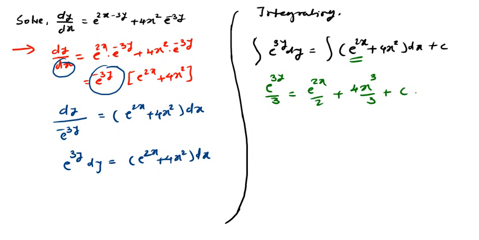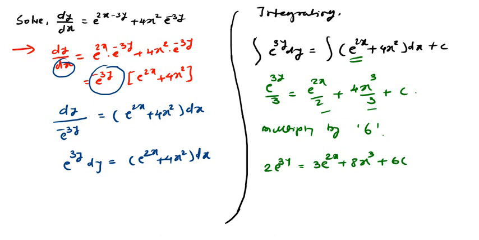Okay, now we will multiply this whole equation by LCM of 2 and 3, that is 6. So multiply by 6. Okay, so this will be 2 into e raised to 3y equal to 3 into e raised to 2x plus this will be 8 into x raised to 3 plus 6c. Okay, and this 6c can be another constant, suppose c dash. Okay, and that is our final answer.